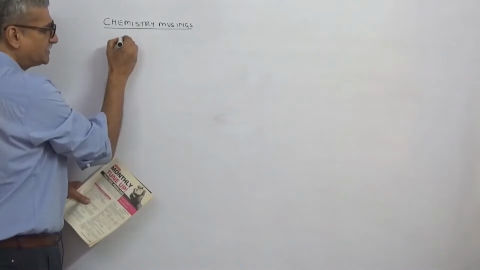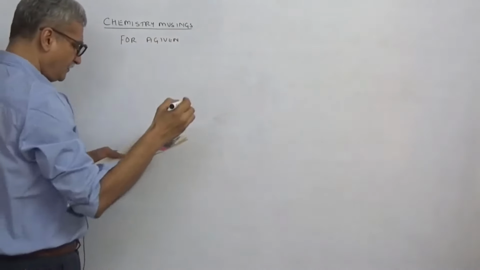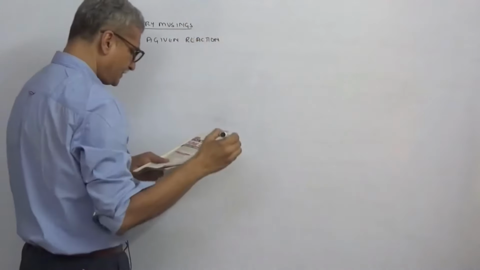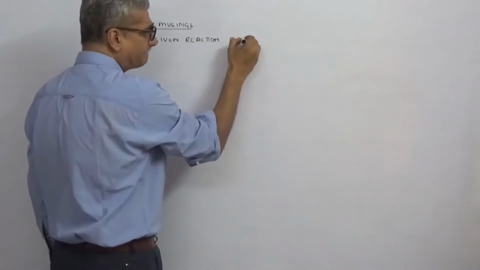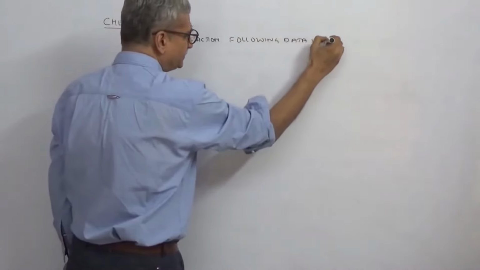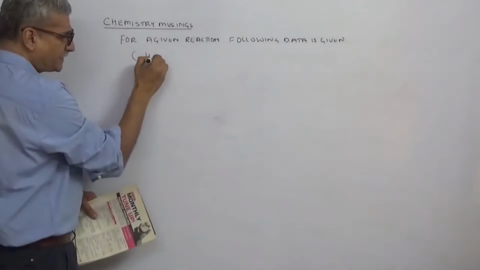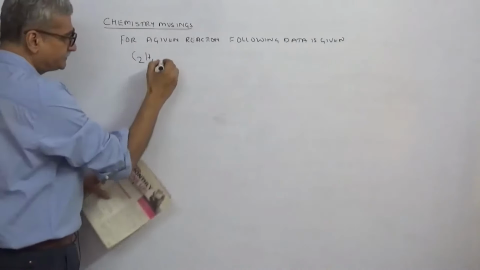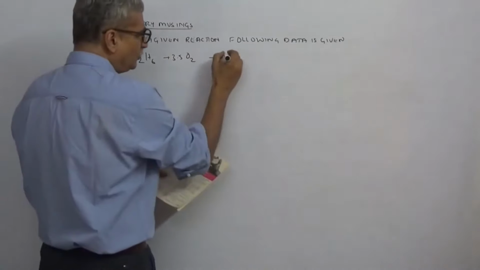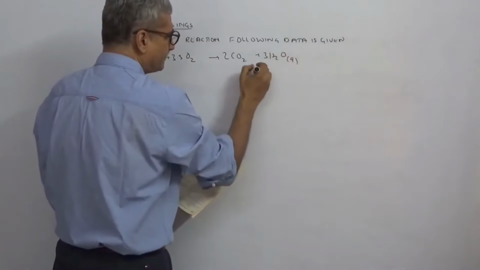So the question is, for a given reaction, the following data is given. Okay. You have C2H6, which is ethane, with 3.5 moles of oxygen gas forming 2 CO2 plus 3 H2O gas.